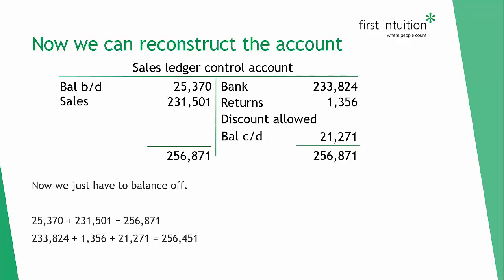Take one from the other. Sure enough, the discounts must be £420. And that's our answer. The missing discount figure is £420, which of course includes VAT. Now that discounts has changed from how it used to be way back. Let's not get into all that.